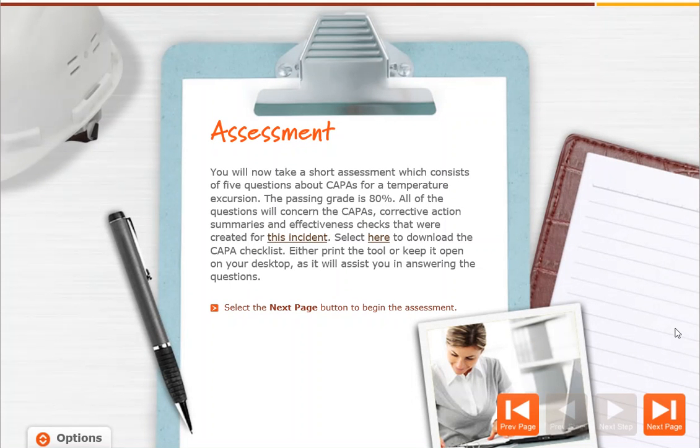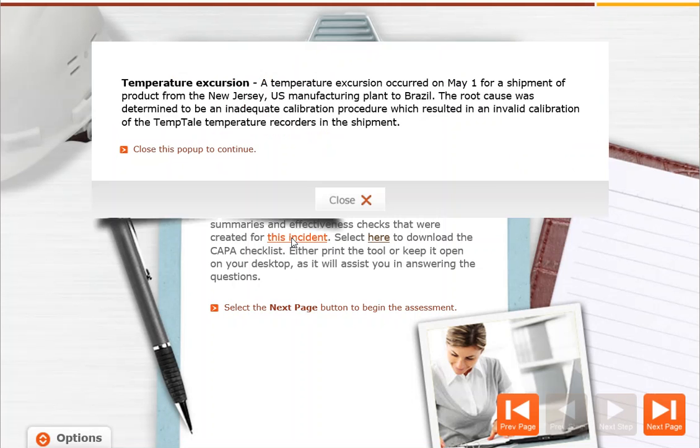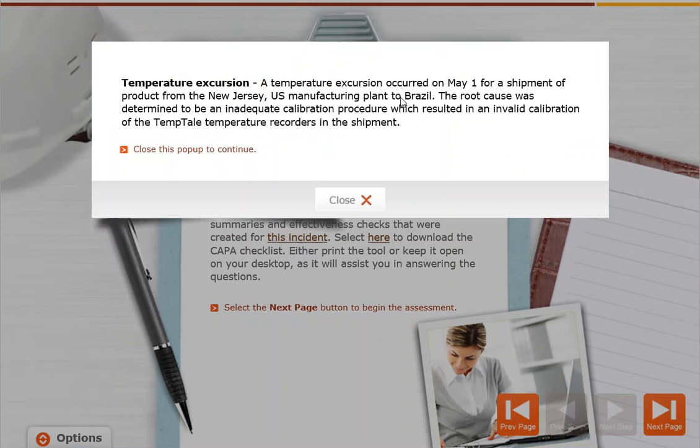You will now take a short assessment which consists of 5 questions about CAPAs for a temperature excursion. The passing grade is 80%. All of the questions will concern the CAPAs, corrective action summaries, and effectiveness checks that were created for this incident. Select the link to download the CAPA checklist. Either print the tool or keep it open on your desktop, as it will assist you in answering the questions.